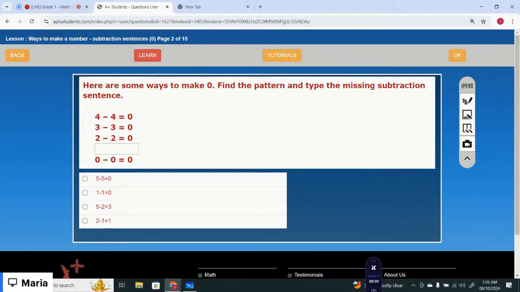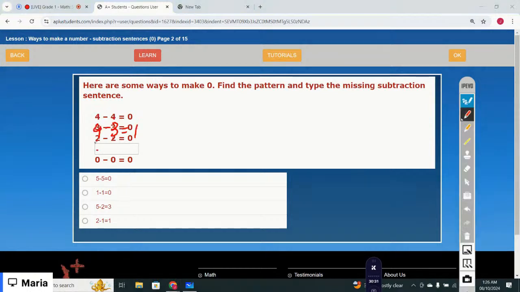Just look at the missing number. Which number is between 2 and 0? Between 2 and 0, you have 1. So that is 1 take away 1 is 0. The correct option is option number 2. 1 take away 1 is 0. Option number 2 is the correct option.